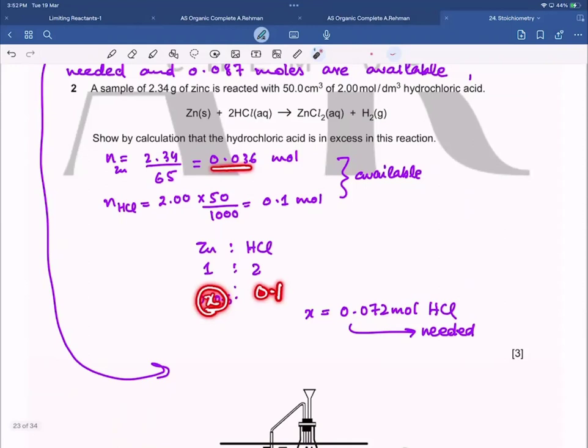So sorry, that would be more than this one. That makes it the limiting reactant, because this is the amount which is needed, and we actually have a lesser amount than that one. So you will do the same thing.